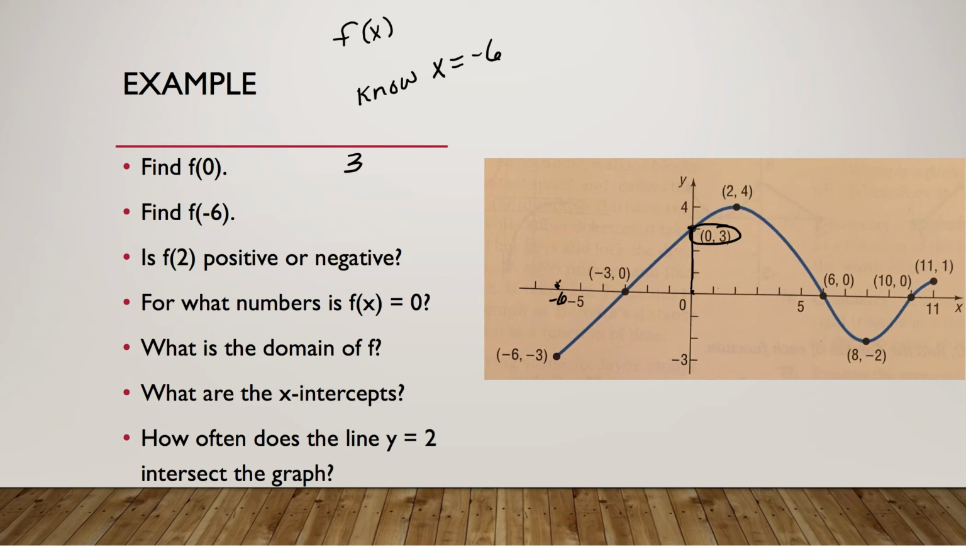And I'm either going to go up until I hit the graph, or I'm going to go down until I hit the graph. And so when I go down, I actually meet the graph right here at this point, negative 6, negative 3. And so the answer is going to be, and again, they're telling me that x is negative 6, so I don't need that part. I need the y part. So the y part is going to be negative 3.